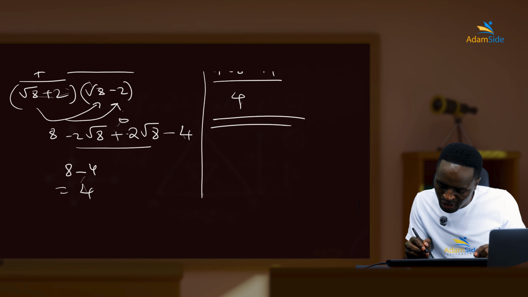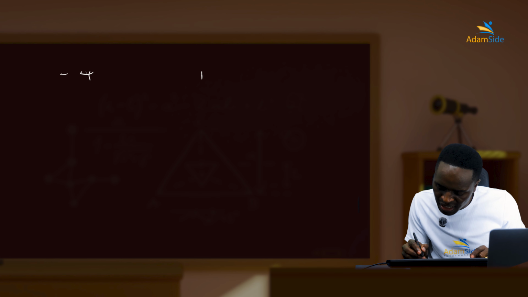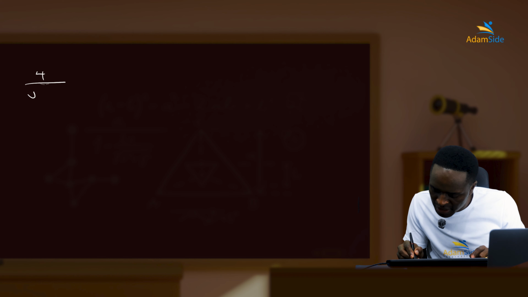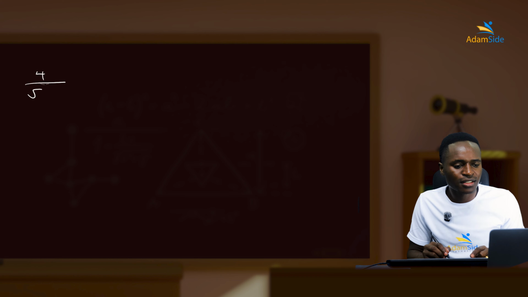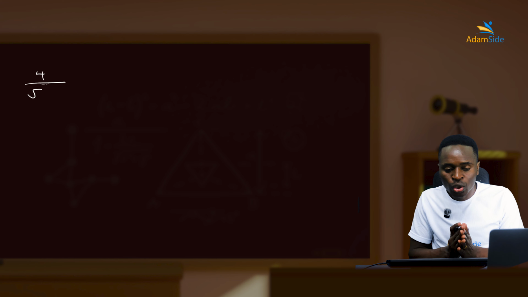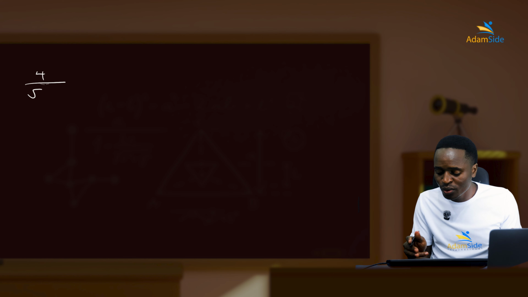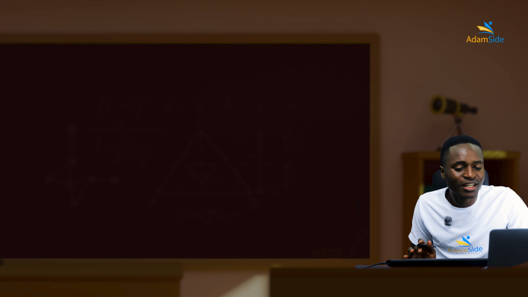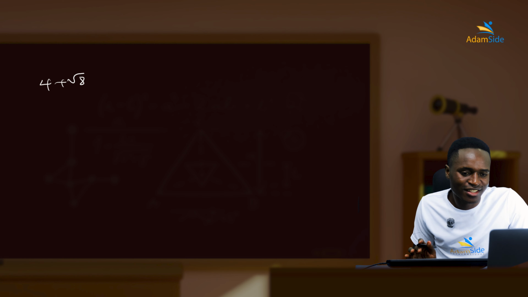Now you go to the top. On top you say 7 times root 8 is 7 root 8. 7 times negative 2 is minus 14, over 4. That's it. And you end up getting your answer. That's what you do. You will have rationalized the surds. You see how it is easier to rationalize the surd.